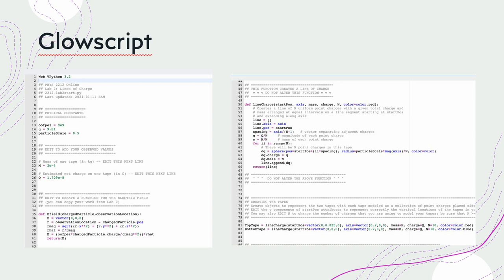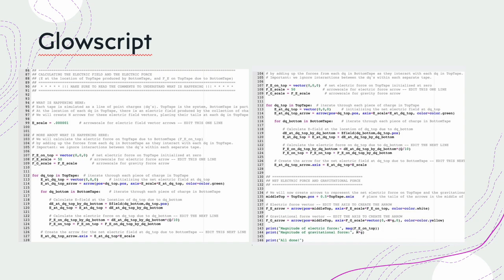This is some of the GlowScript that was used. On the left side, you can see that some of the constants are laid out, and a function made to calculate the electric field at a particular position due to a charged particle is established. On the right side, another function used to find a line of charges of 10 charges, meaning to represent both strips of tape, is also used.